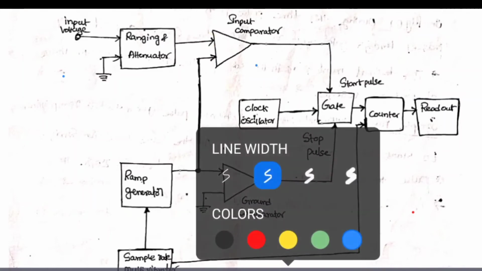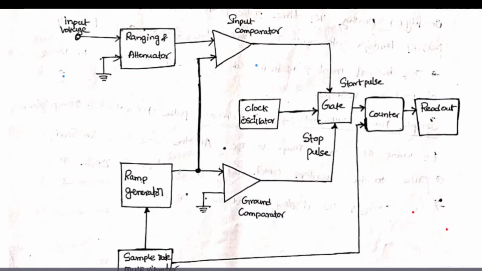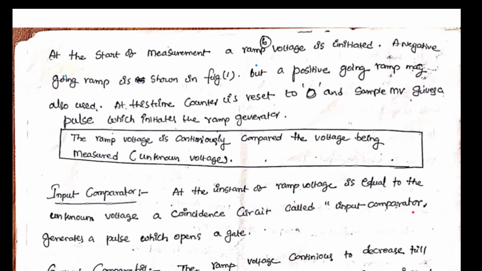After that, it is fed to the gate. From here, at the start of measurement, whenever the meter wants to measure the voltage, a ramp voltage is initiated. A ramp generator generates the voltage. The ramp generator is initiated. A negative ramp is used.